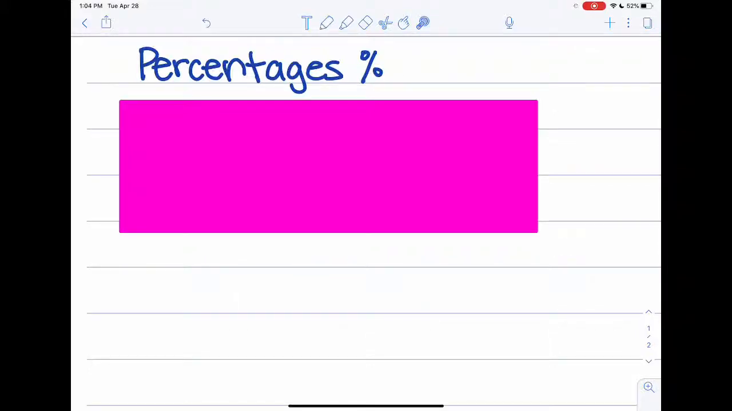Hi guys, so today we're going to be talking about percentages, and you might have already seen percentages in your math classes or even in the real world, like when there are sales going on at a store, you might see a sign that says 30% off or 40% off or 50% off, and usually they include this symbol right here. So let's go ahead and just jump into it.